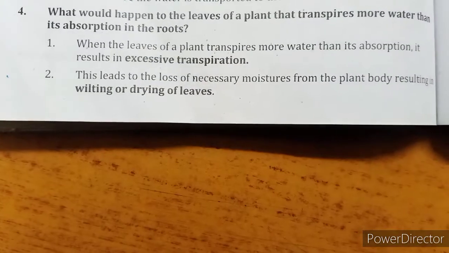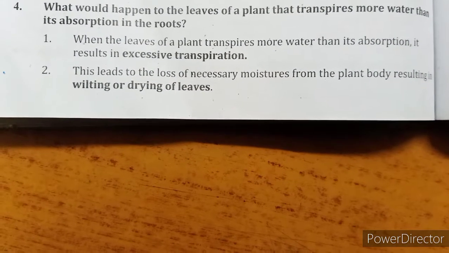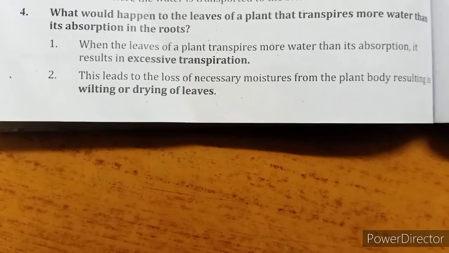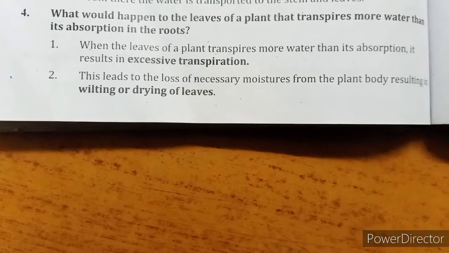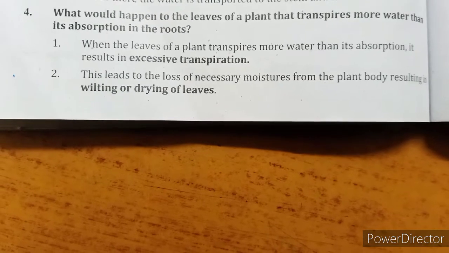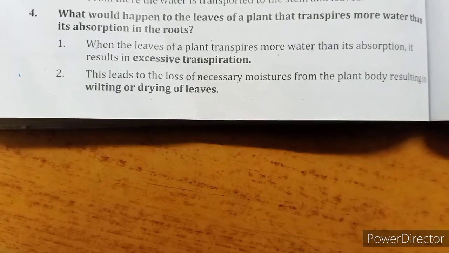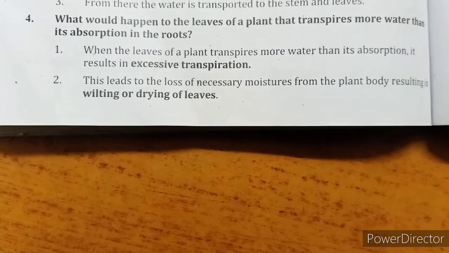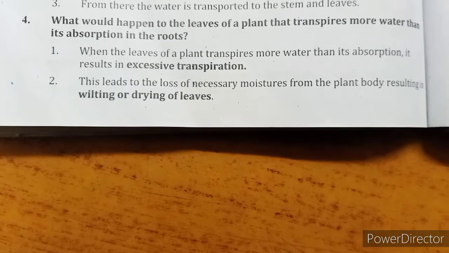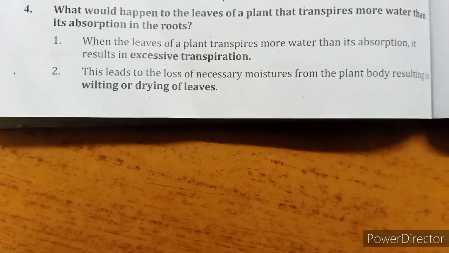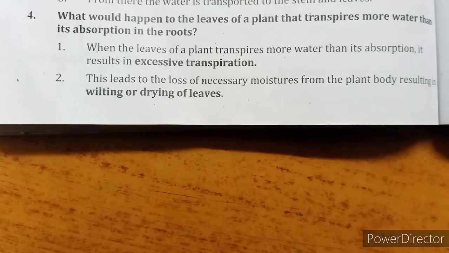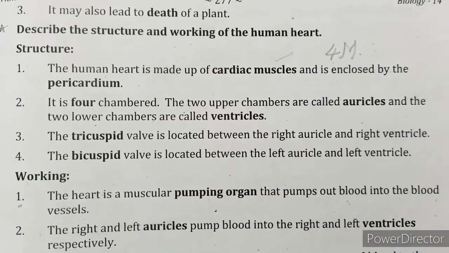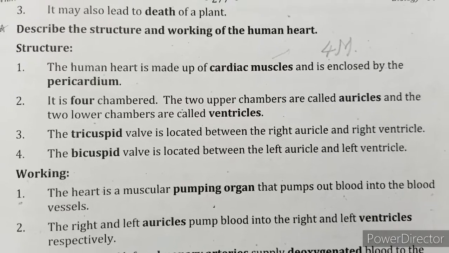What would happen to the leaves of a plant that transpires more water than its absorption in the roots? When the leaves of a plant transpire more water than its absorption, it results in excessive transpiration. This leads to the loss of necessary moisture from the plant body, resulting in wilting or drying of leaves. It may also lead to death of a plant.